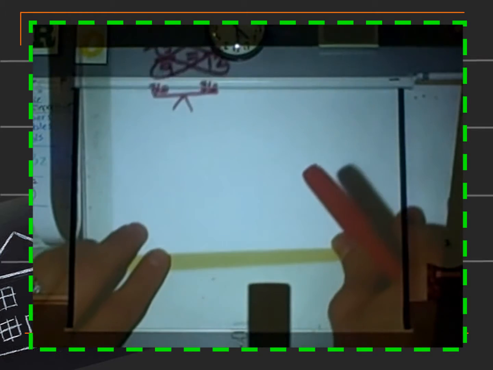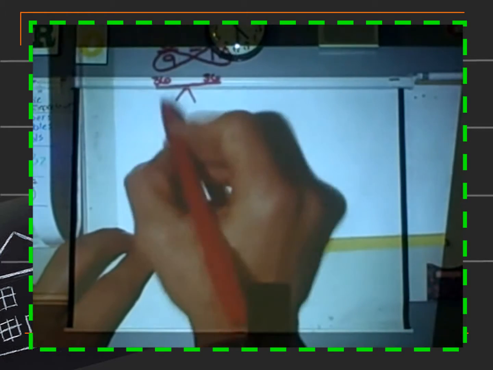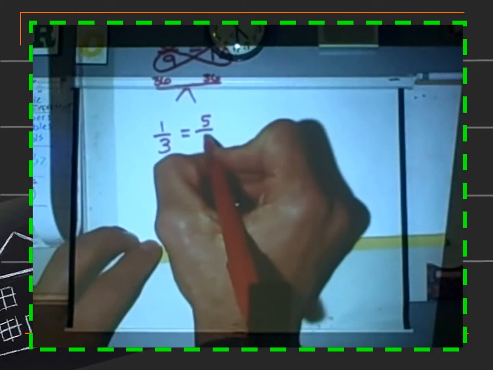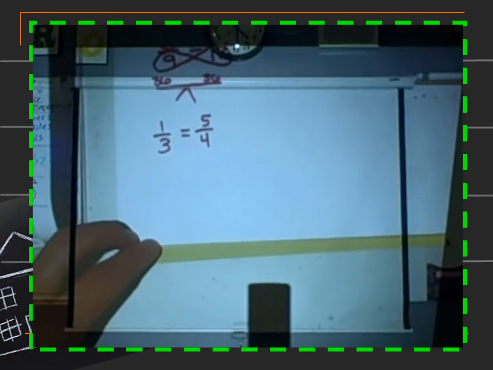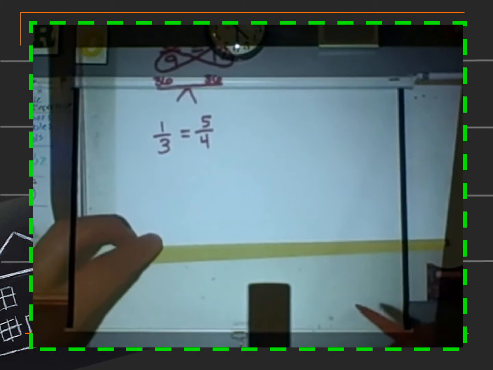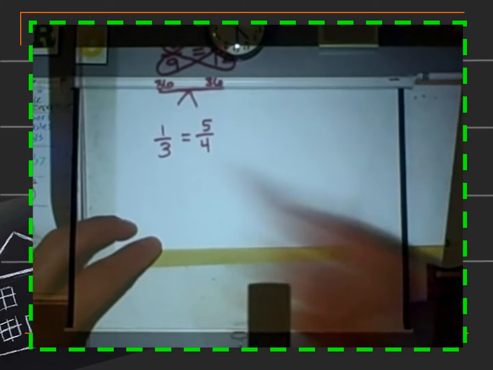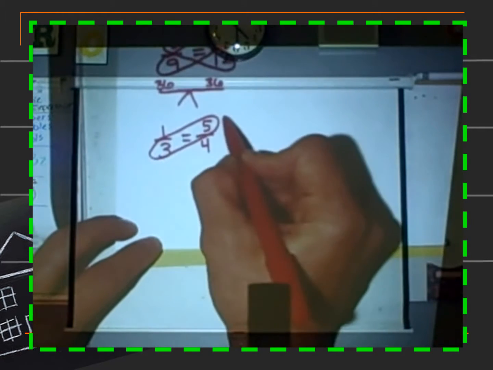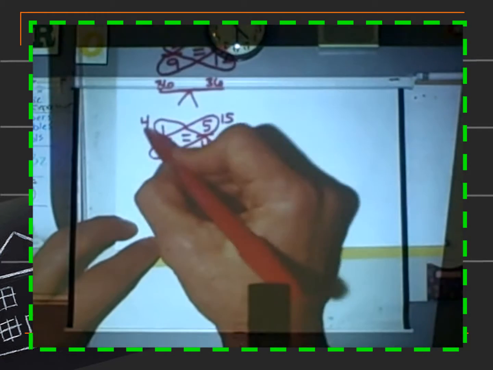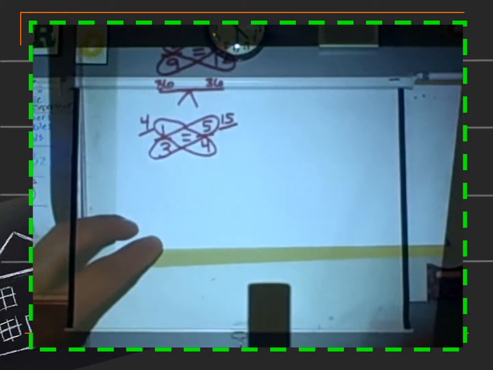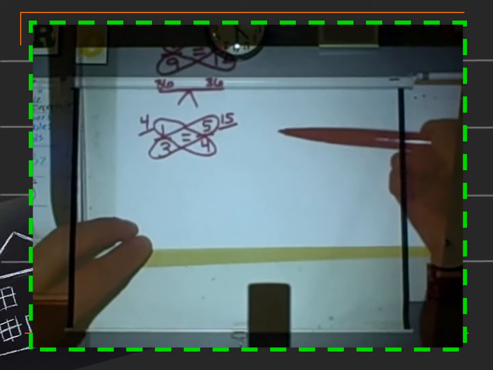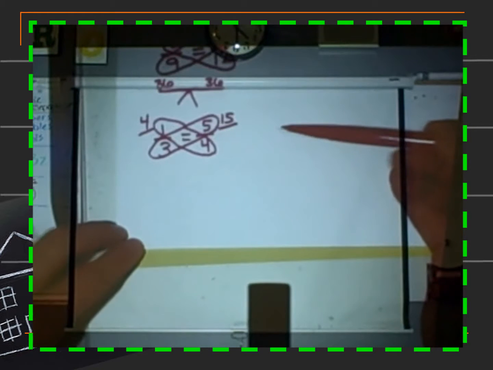Let's look at another example. All right, let's say that we have 1 to 3 equal to 5 to 4. Again, we're going to check to see if this is a proportion by finding our cross products. So 3 times 5 is 15. 1 times 4 is 4. What do you all recognize about your cross products? That is correct. They are different. Because they are different, this does not form a proportion.